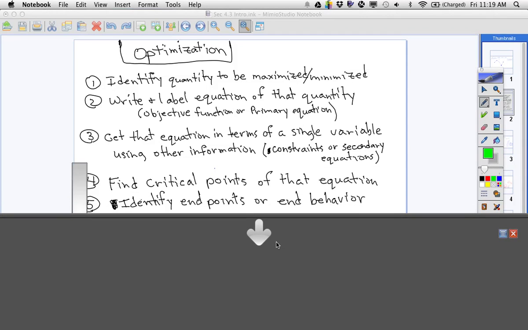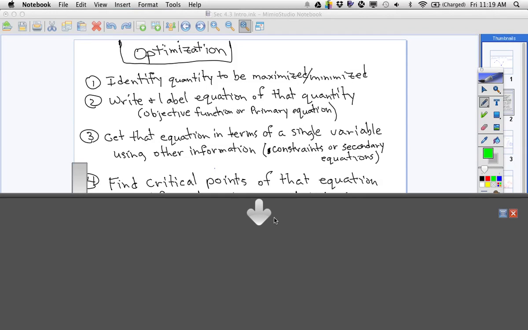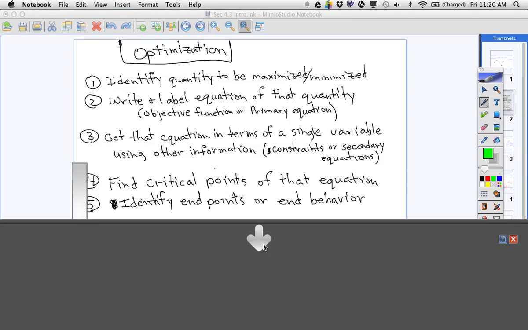Once we have that function, we're going to find the critical points of that equation. Right? We're going to do the derivative, set it equal to 0, and we're going to check to see if the derivative's ever undefined. Those are the critical points. Okay? And then we're going to check endpoints. And I wrote down, identify the endpoints or the end behavior. Now here's another thing that sometimes gets tricky. Sometimes they don't just tell you the endpoints in the problem. You have to figure it out.